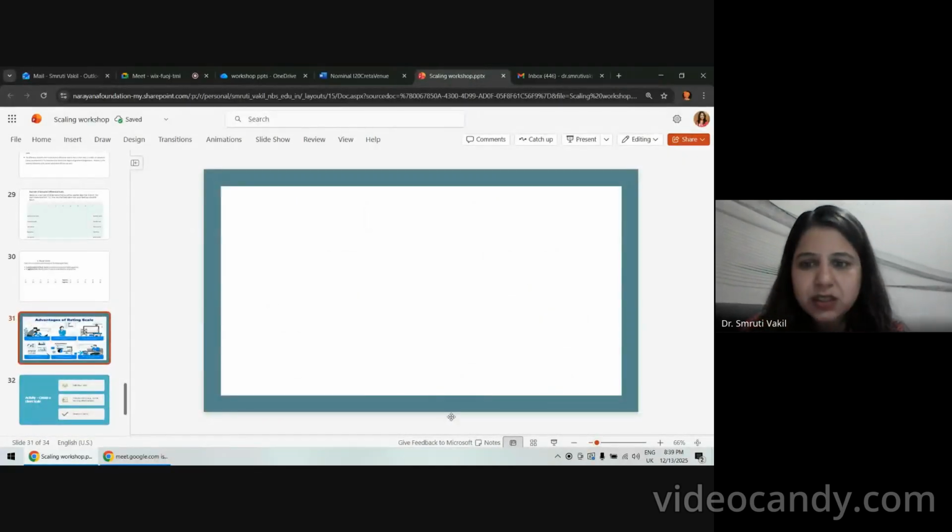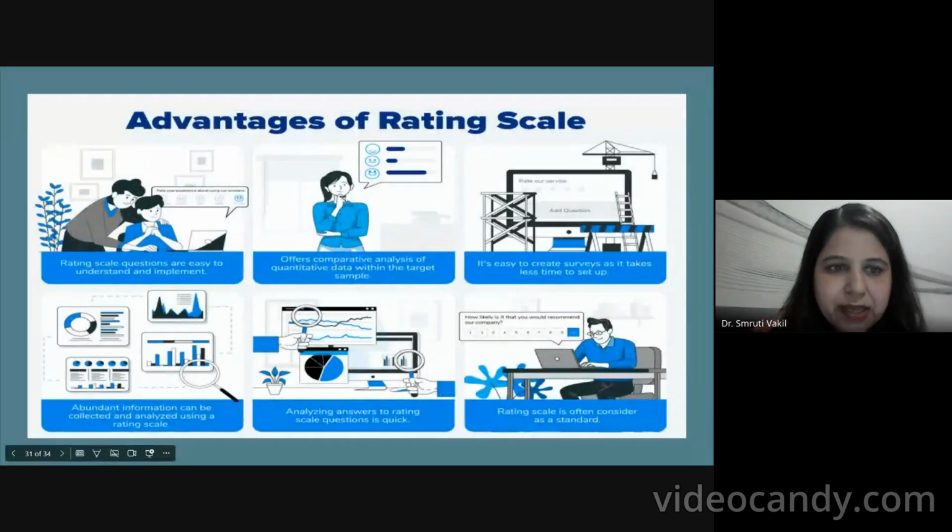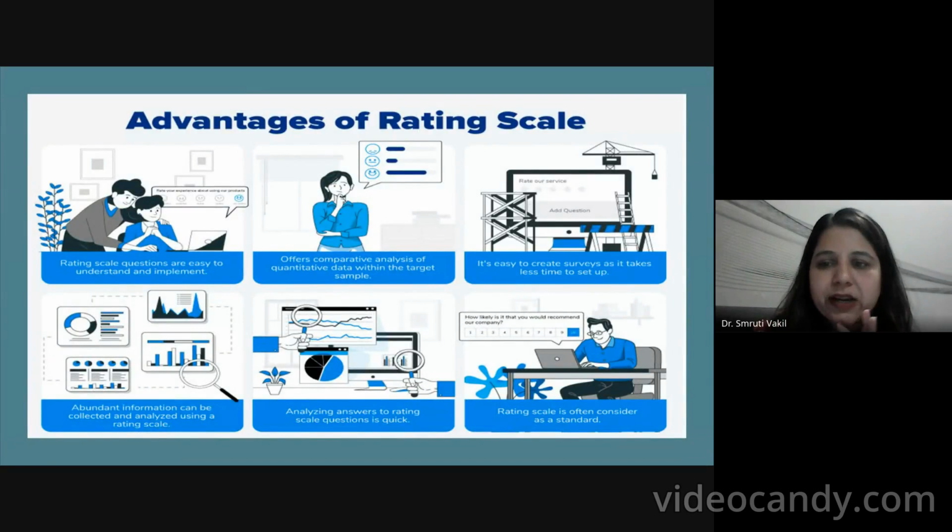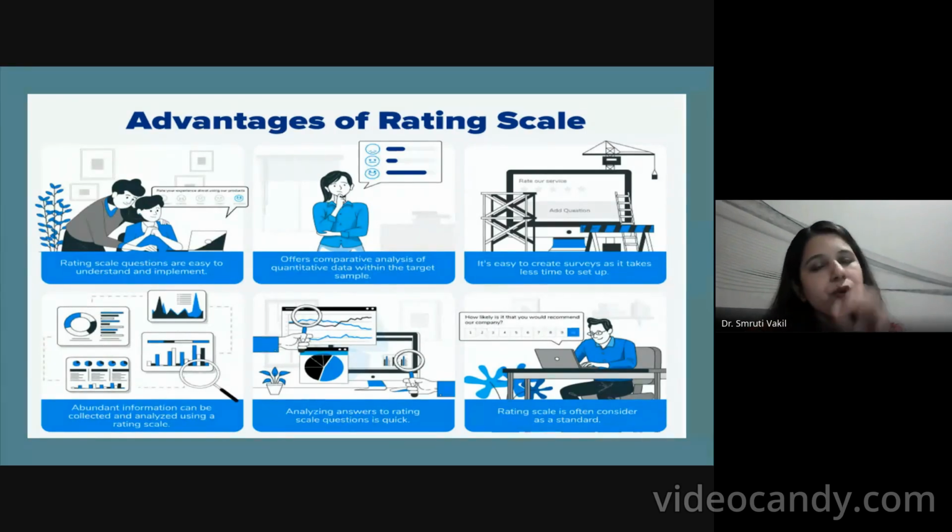Fine. So why rating scales? I was focusing a lot on using rating scale. These are the advantages of rating scale: rating scale questions are easy to understand and easy to answer for the respondents. It offers a comparative analysis of quantitative data within the target sample, because the software will not understand the text data. For that, you will have to give them the feeding of numbers, and rating scale helps you to feed that number to your software.